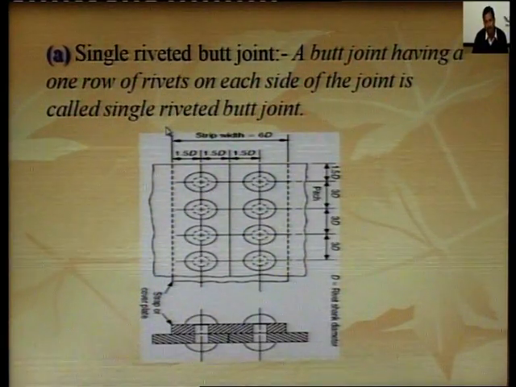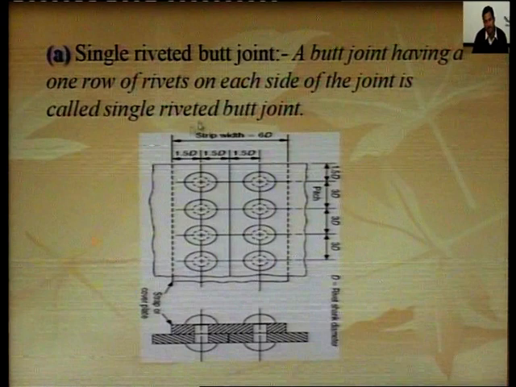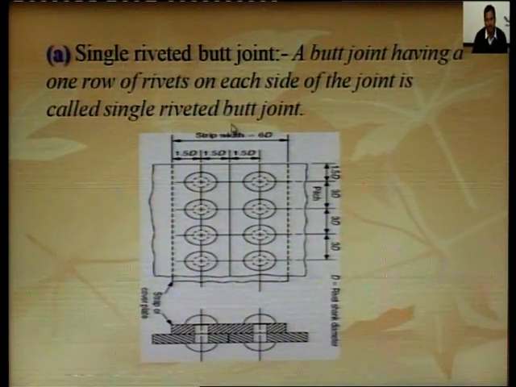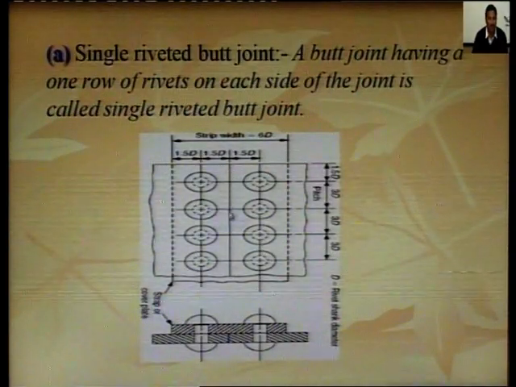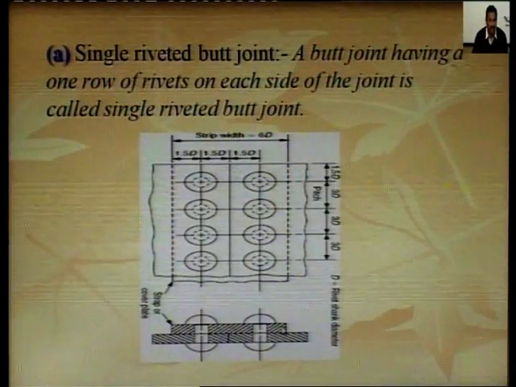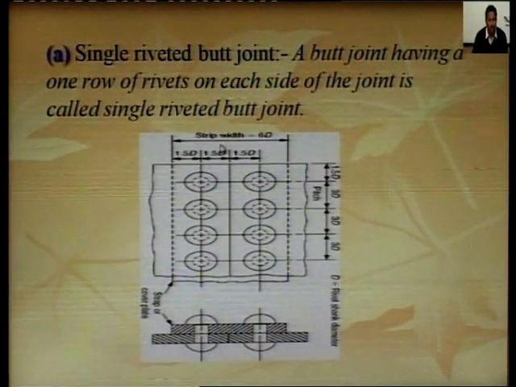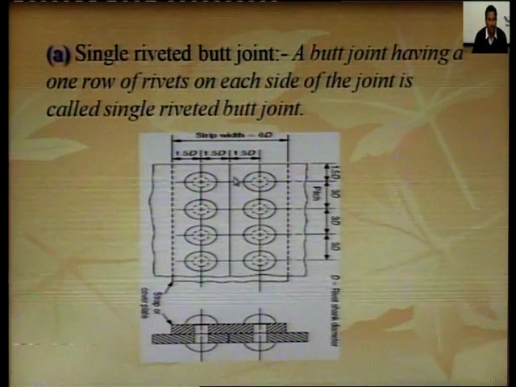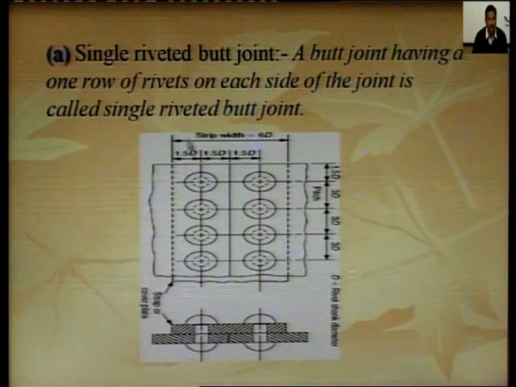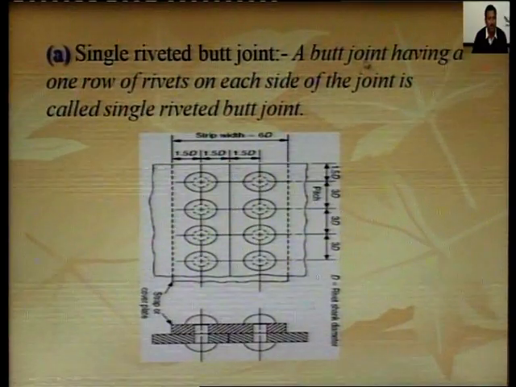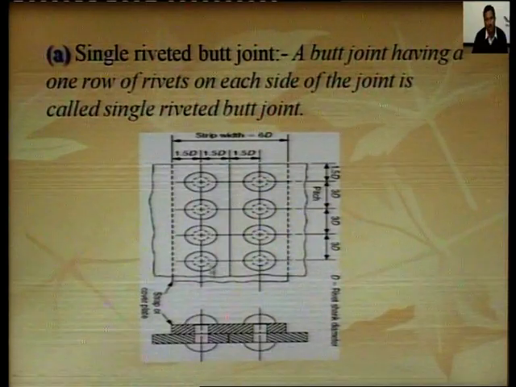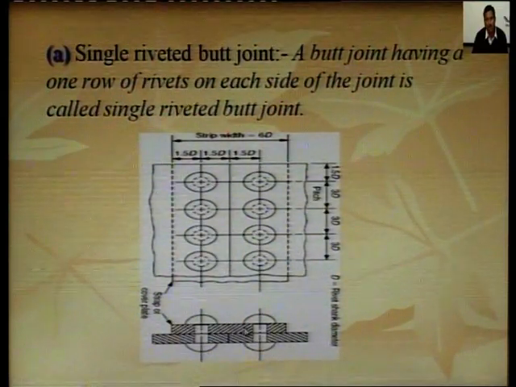A single riveted butt joint is further classified into two types: single riveted single cover plate butt joint. In a single riveted butt joint, when we place only a single cover plate and a single row of rivets is there on each side of the joint, then that type of joint is called a single riveted single cover plate butt joint. So, this diagram is for the single riveted single cover plate butt joint.